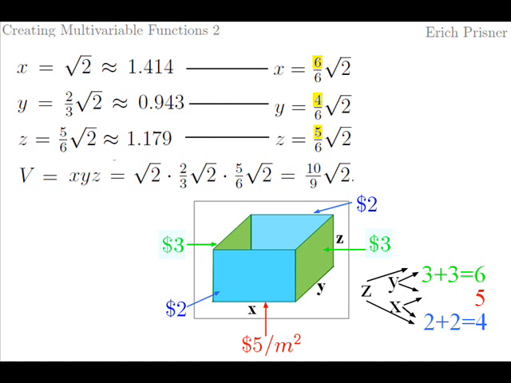Interestingly, the ratio of x to c to y is 6 to 5 to 4. Note that the costs were $3 twice, left and right, $5 for the bottom, and $2 twice again, front and back. So the numbers 6, 5 and 4 are echoed in the prices.